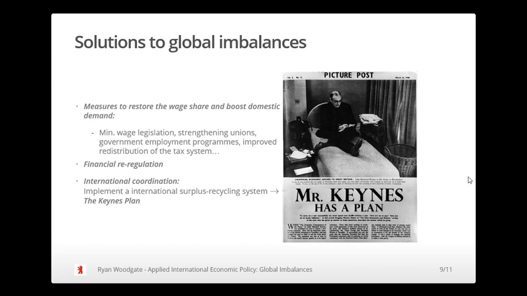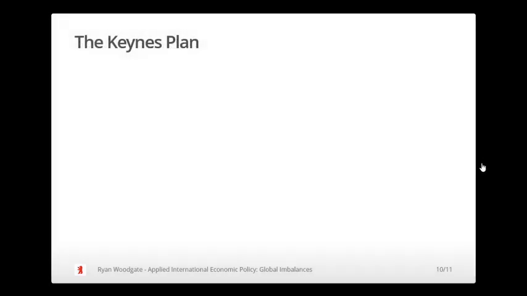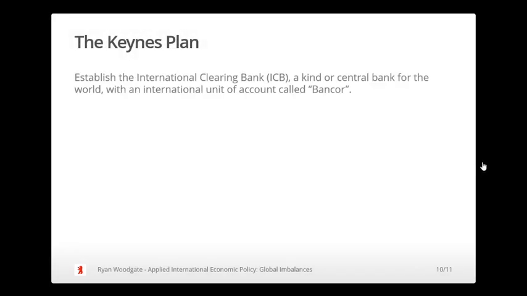And this is what John Maynard Keynes' plan in 1941 was all about. How did it work? Or what was the proposal? Well, first of all, the idea was to establish a kind of central bank for the world, dubbed the International Clearing Bank or International Clearing Union. And at this world central bank, you would have a unit of account, a kind of reserve currency that Keynes called Bancor. Why was it called Bancor? Because it's the French for bank gold, Bancor.